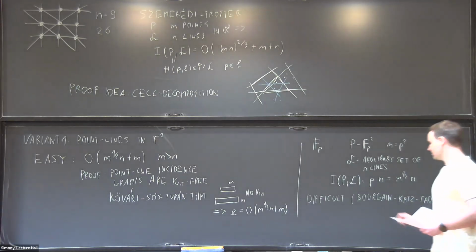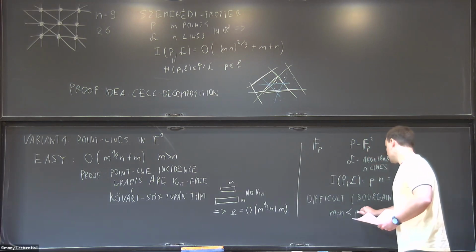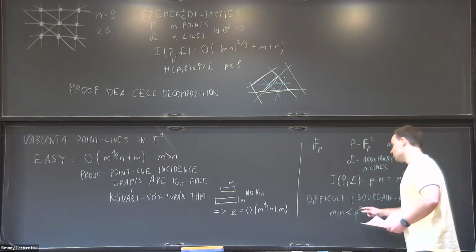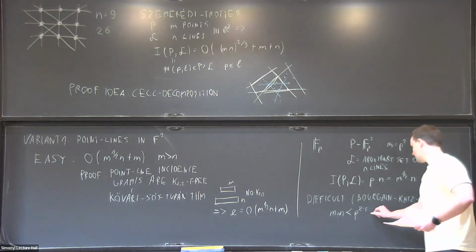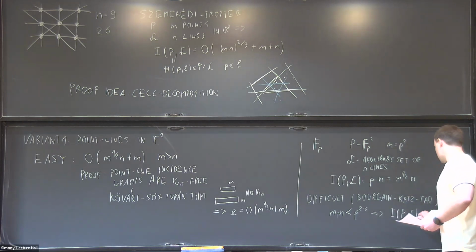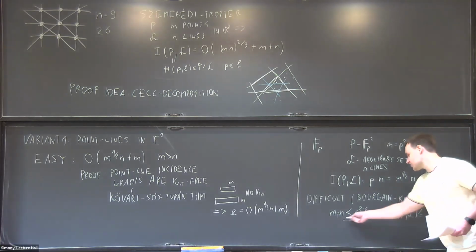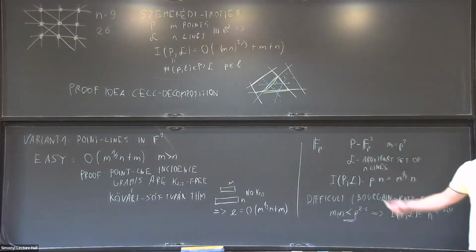where they prove that if M and N are equal, and they are both less than p squared, that is p to the 2 minus epsilon for some fixed epsilon, then the number of incidences is smaller than N to the 3/2 minus delta, where delta is some positive number depending only on epsilon. So in this case, we get a genuine improvement compared to this. And also this condition ensures that we cannot have this counterexample.